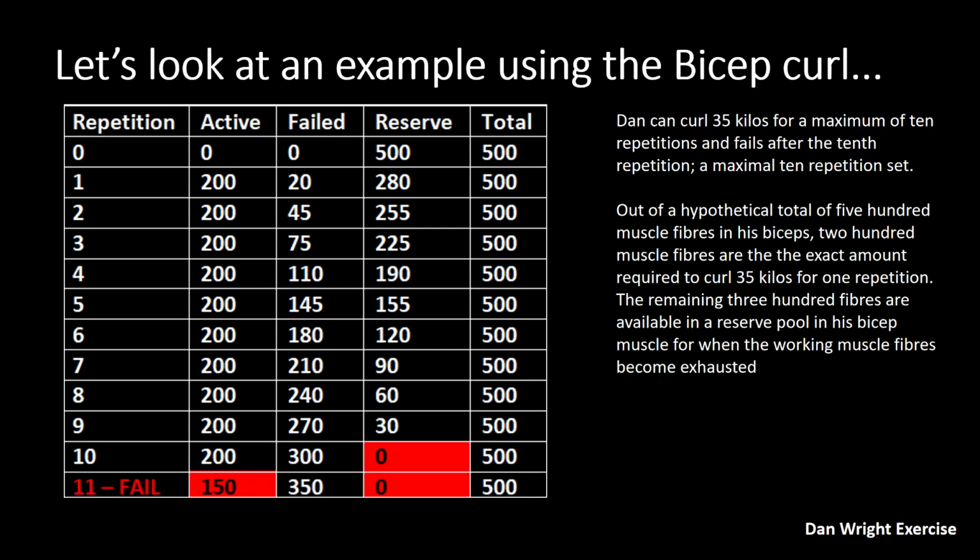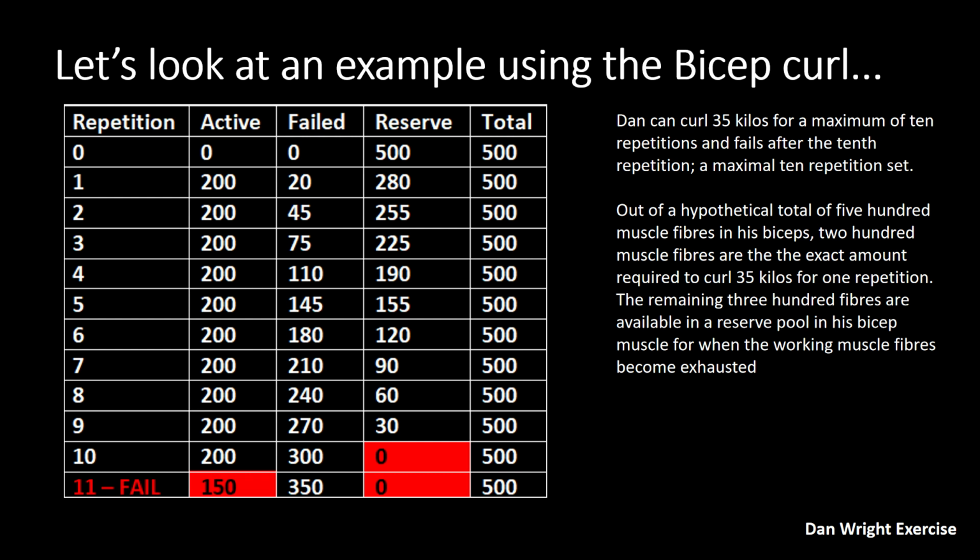So if we examine this a step further and have a look at a practical example, you can see in the table here a biceps curl set to failure. It's a hypothetical example, and we're assuming that the bicep has 500 total muscle fibers. You can see those in the reserve here and in the total. To do one repetition with 35 kilos, and we're going to do it for 10 repetitions, this requires 200 muscle fibers to do each repetition, to lift the 35 kilos through one full range repetition.